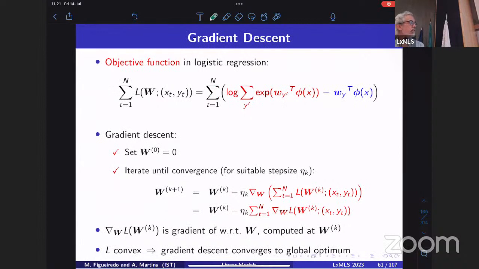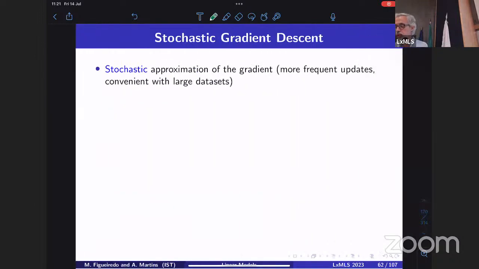So we know that the function is convex. Actually, it's strictly convex. It has a unique global minimizer. And so we know that gradient descent with adequate step size selection will converge to a global optimum. So there's no worry about being stuck in local minima or anything like that.